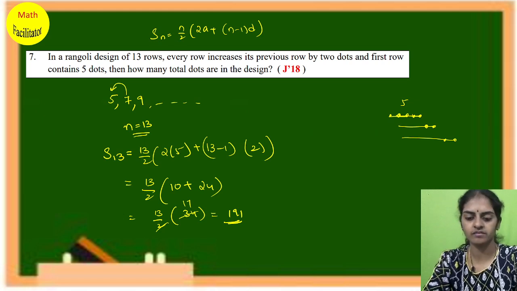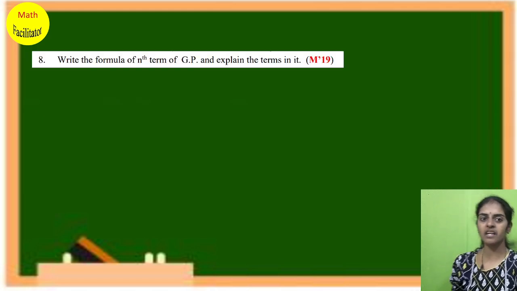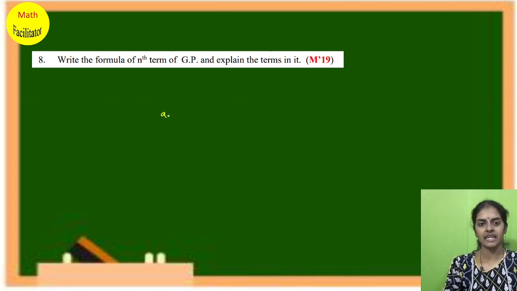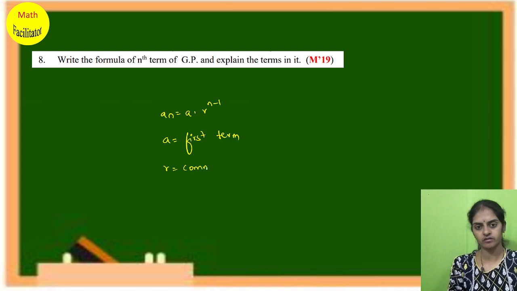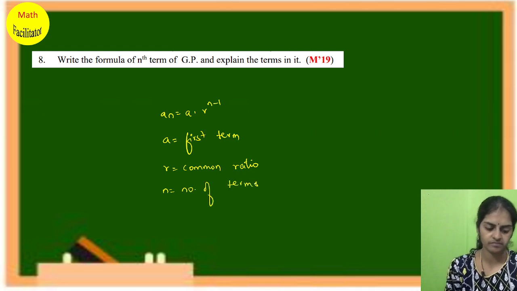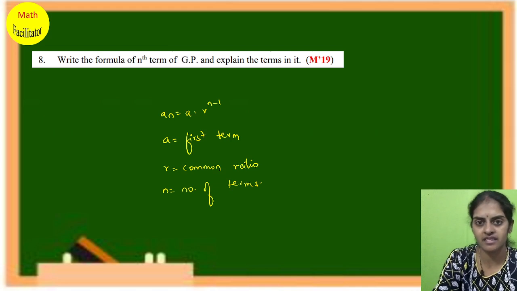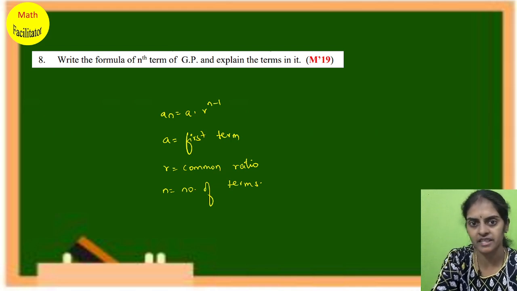See the next question now. Write the formula of the nth term of a GP and explain its terms. How will you get the nth term of a GP? An is equal to a into r power n minus 1, where a is the first term, an is the nth term, r is the common ratio, and n is the number of terms. Okay, so this is a 2-marker question. You should write the formula and explain.